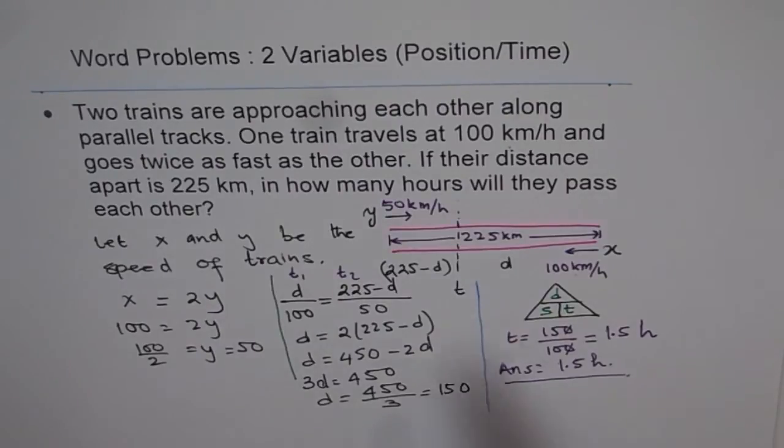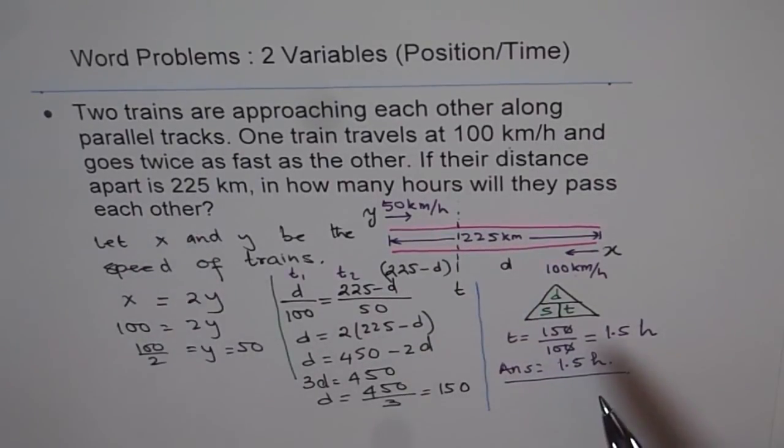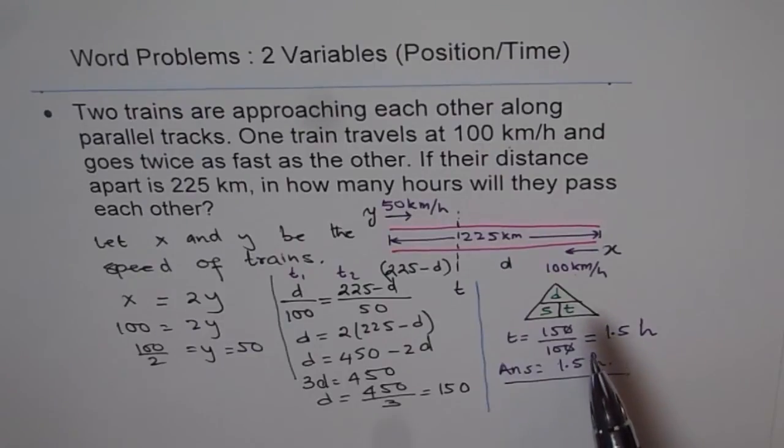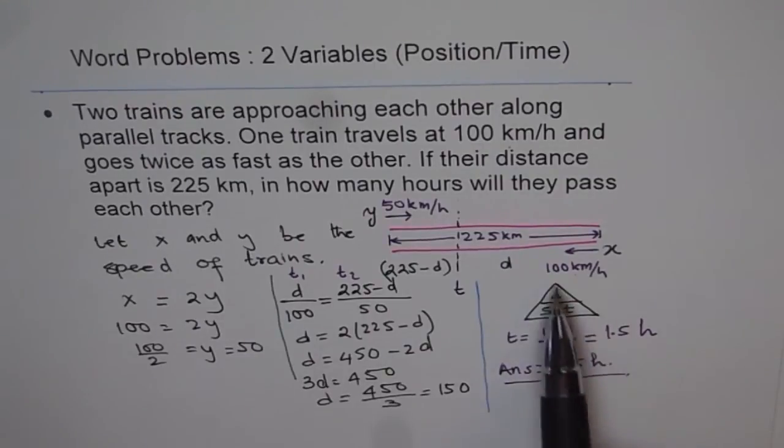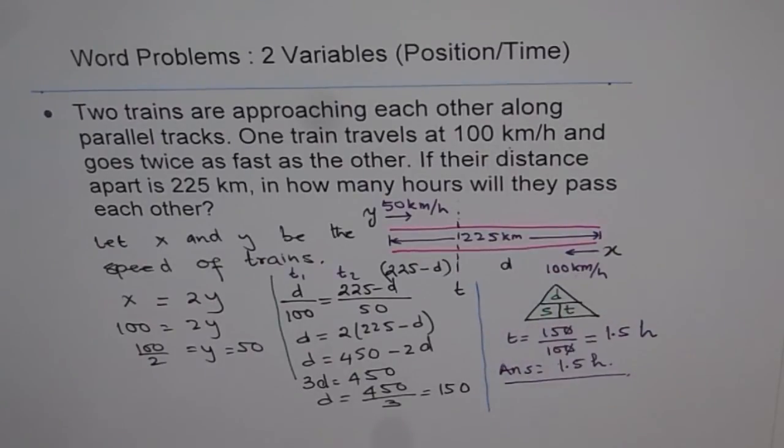Change some values, right? So change this value from 225 to, let us say, 700 kilometers, and speed ratio 2:3 rather than double. Make it so that it is going at a speed of 2/3 of the other train. So make it a fraction and then do a similar question.